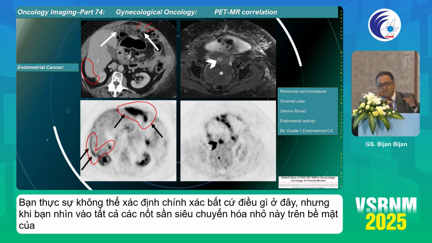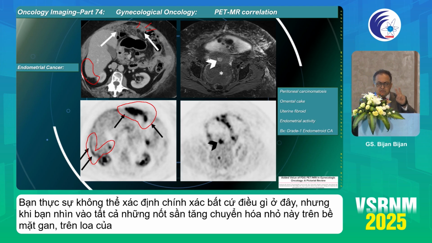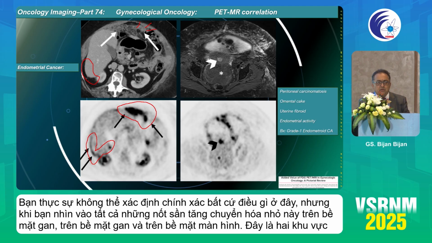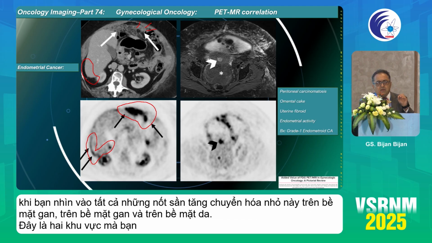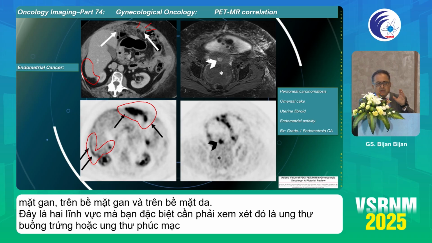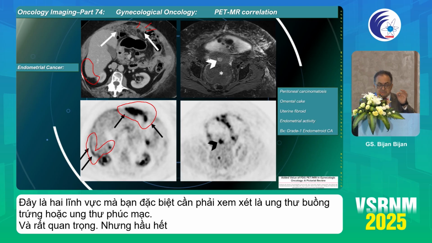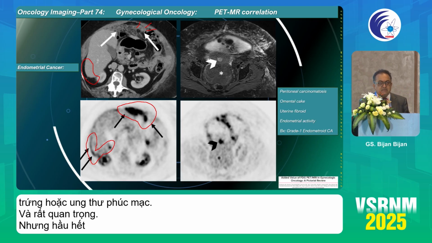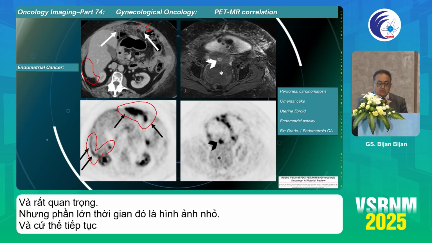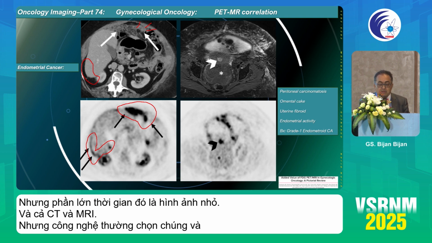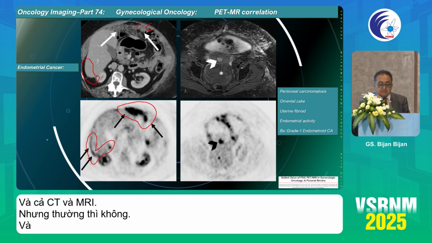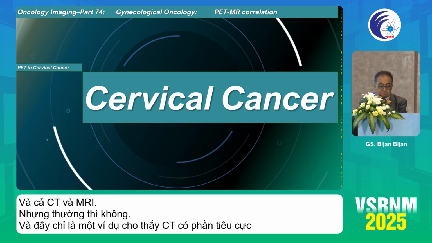Over the surface of the liver and over the surface of the spleen, these are the two areas that you specifically need to look into in patients with ovarian cancer or peritoneal carcinomatosis. It's very important, but most of the time, if they're small, we miss them on the CT and on MR. But PET usually picks them up, and this is just an example signifying that the CT was negative and then PET was positive.